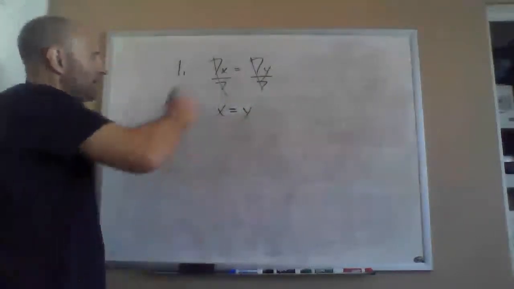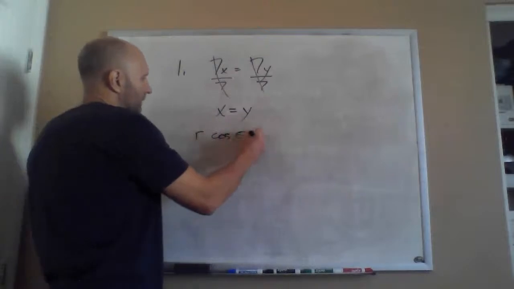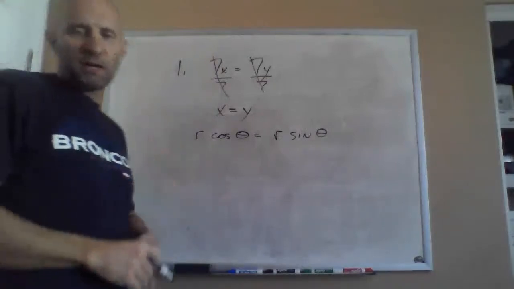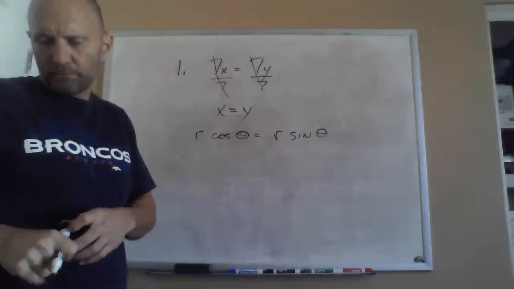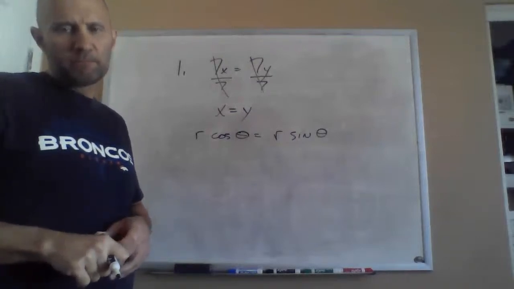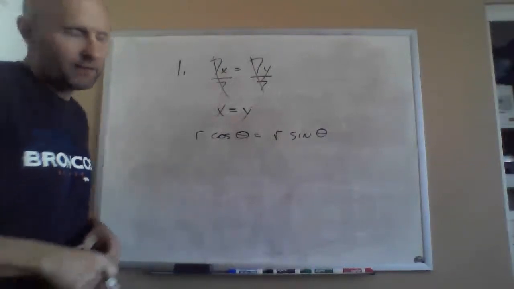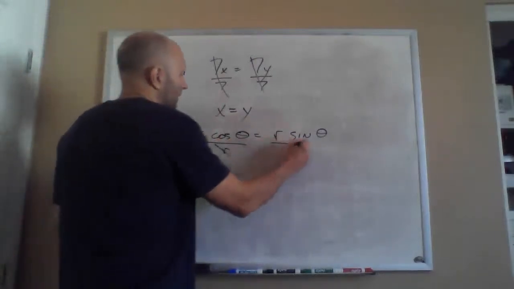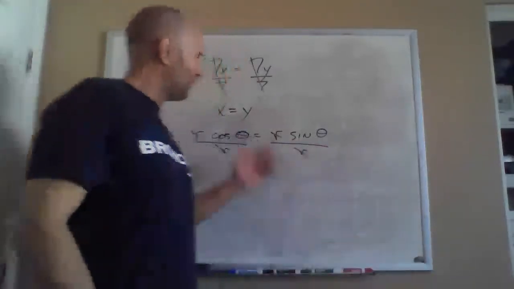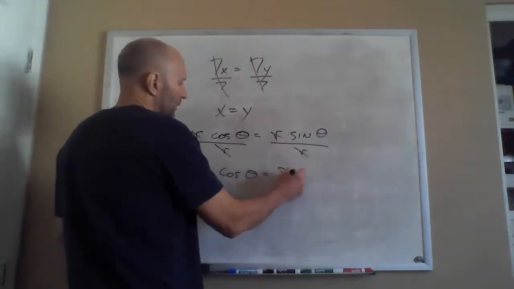Now I can use my substitution. So I get x, which is r cosine of theta, is equal to y, which is r sine of theta. Now what can I do to make my life easy here? To simplify this equation, divide by r. A polar equation is typically going to be r equals something, but in this case, we've eliminated the r. So I'm just left with cosine of theta is equal to sine of theta.